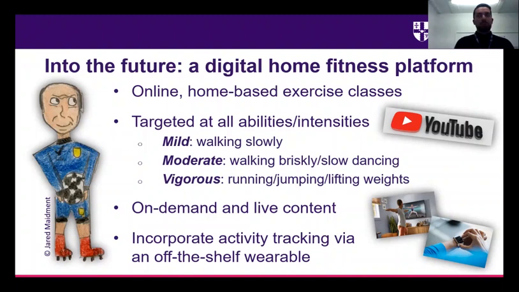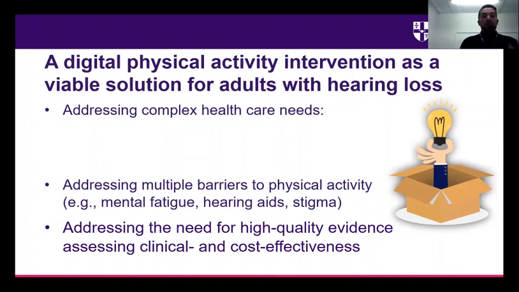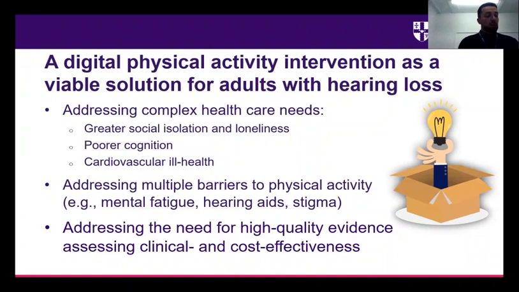So to conclude then, my intention today has really been trying to convince you that the development of an intervention specifically aimed at older adults with hearing loss is a viable solution in order to improve their levels of physical activity. Now, such an intervention should be tailored to address this population's complex healthcare needs, including the communication difficulties they experience, which leads to greater social isolation and loneliness, to address levels of poorer cognition, as well as the development of other non-communicable disease risk factors, such as dementia and cardiovascular ill health, which may actually ultimately limit their ability to undertake more vigorous physical activities.